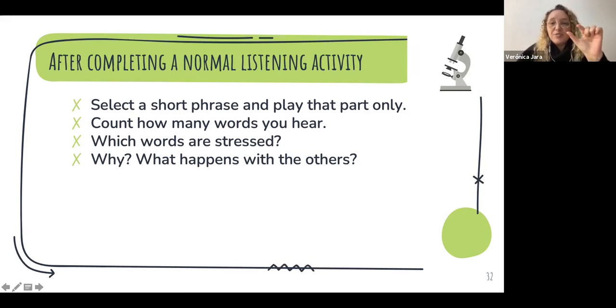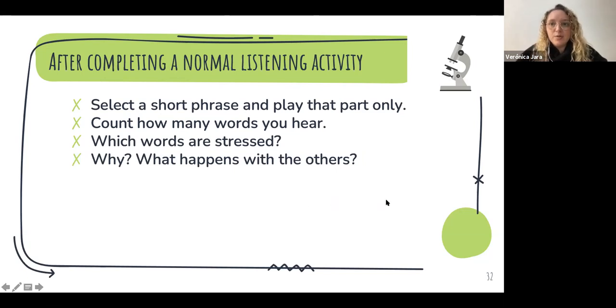But you select a short phrase and you play that part only, and you ask them to count how many words they hear. And then you go one step further and you say, which words are stressed? Which words do you hear that are louder or stronger? Why do you think this is? What happens with the other words? So as you can see, this work has to do with bottom-up processing, focusing on the small things that will help them arrive at meaning, make sense of what they hear.